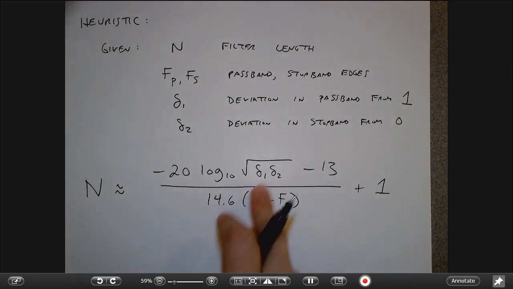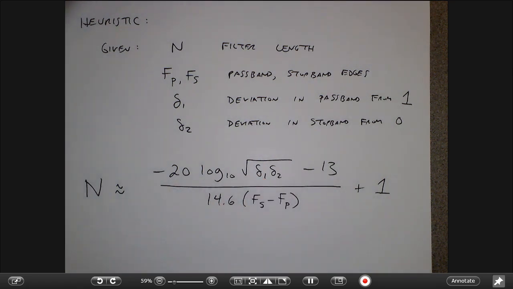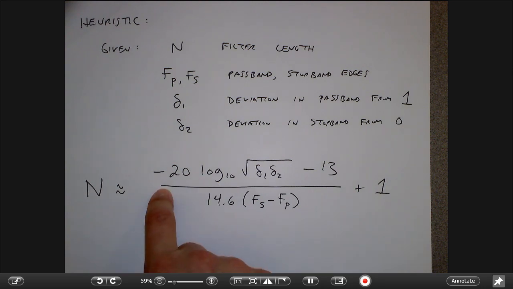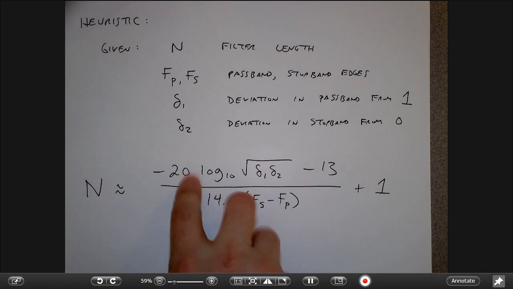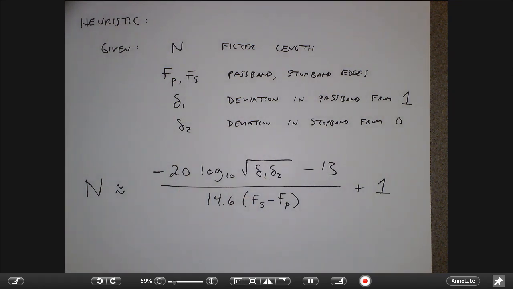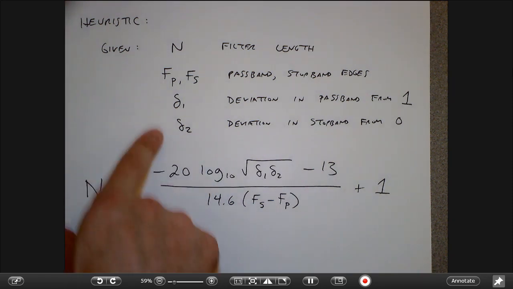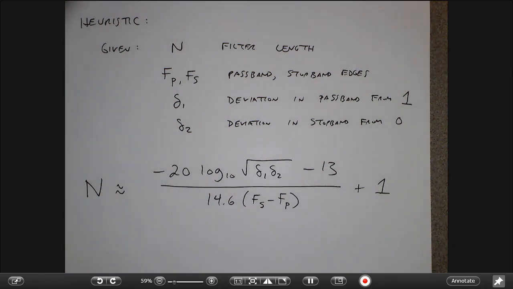In the same way, if I want the deviation to be really small, that means this is going to be some small number. It's going to be less than 1. So log 10 of that is going to be some negative number, and negative 20 times that is going to be some big number. So the smaller I want this, the bigger the numerator is going to be. This gives you a rule of thumb where if I know these specifications, I can solve for n, and then I find the best n that works for me.